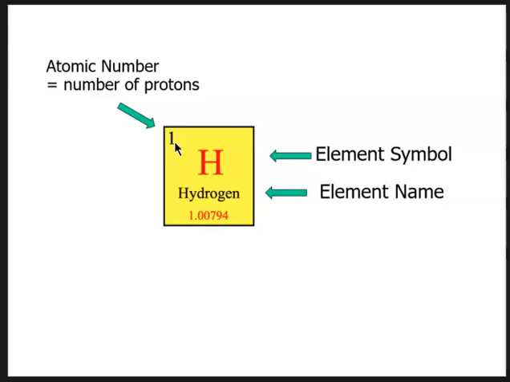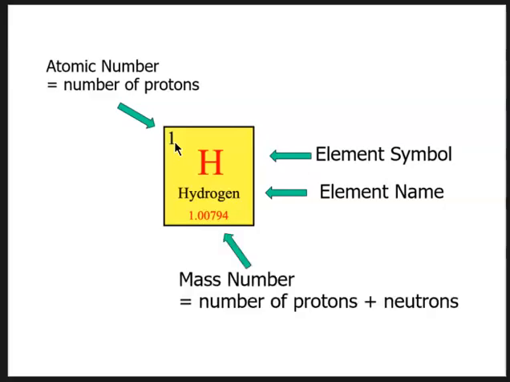So a single atom of hydrogen only contains one proton. Then down here, this is called the mass number. It is the number of protons plus the number of neutrons. Okay. Now, when we look at a periodic table, we can figure out the number of protons, right? And we can also figure out how heavy the nucleus is, or how much mass it has, I should say.